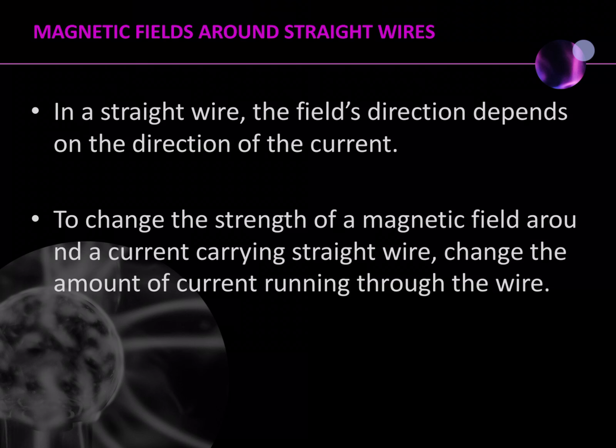Magnetic fields around straight wires. In a straight wire, the field's direction depends on the direction of the current. To change the strength of a magnetic field around a current carrying straight wire, change the amount of current running through the wire.